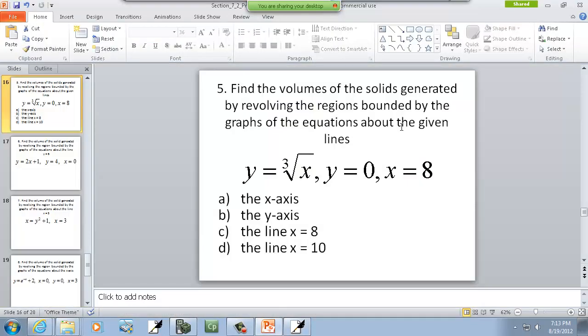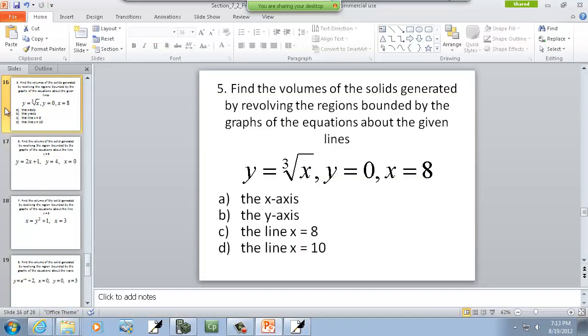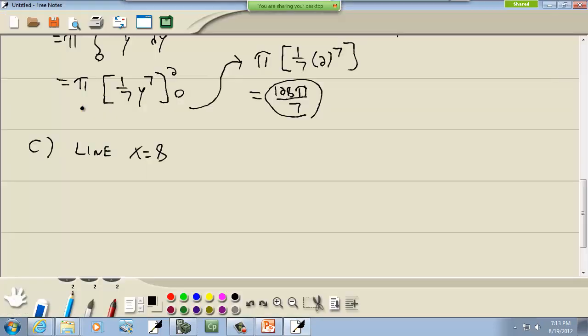okay, part C. The line x is equal to 8. And let me write all that down again.